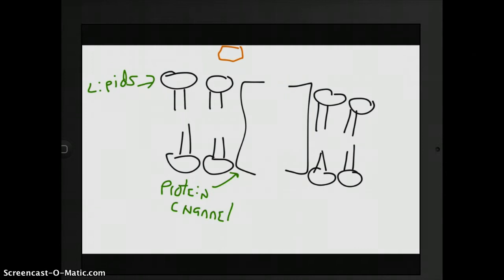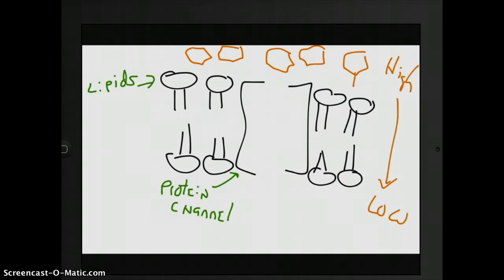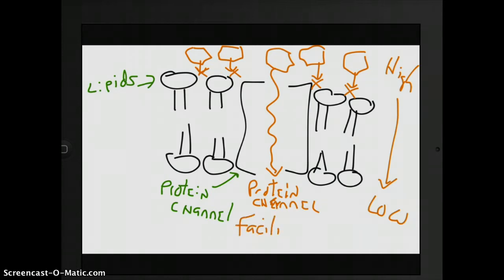Now, we have molecules, such as glucose, that still need to move from areas of high concentration to low concentration. But they are too big. They can't squeeze through the phospholipid bilayer. So they have to move through the protein channel. And because proteins help them or facilitate the movement, this is called facilitated diffusion.